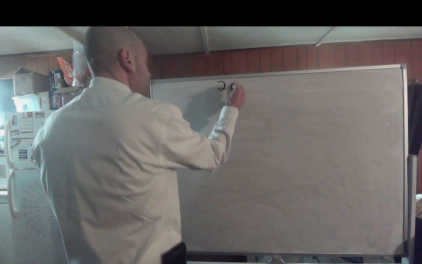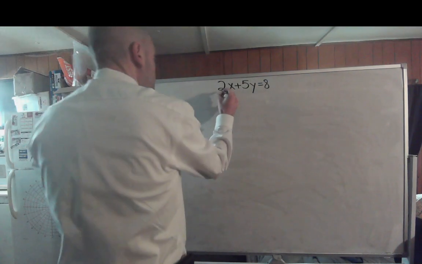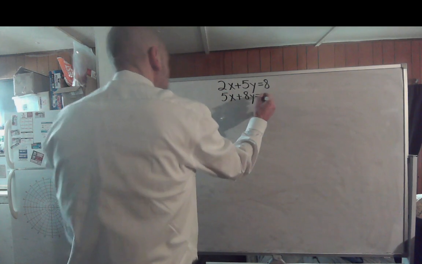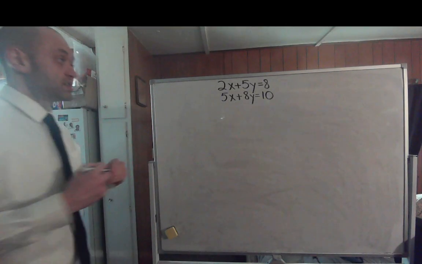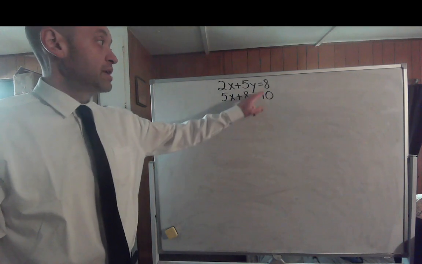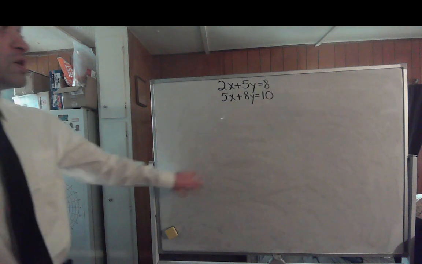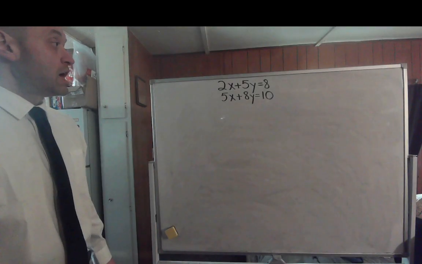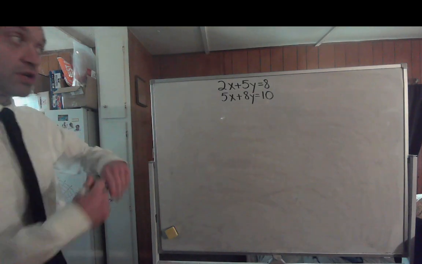We have 2x plus 5y equals 8. And then we have 5x plus 8y equals 10. So another system here, we have 2x plus 5y equals 8 and 5x plus 8y equals 10. We're only using elimination today, so as for me, I'm going to vote we try to eliminate x again because they have the smaller coefficients.